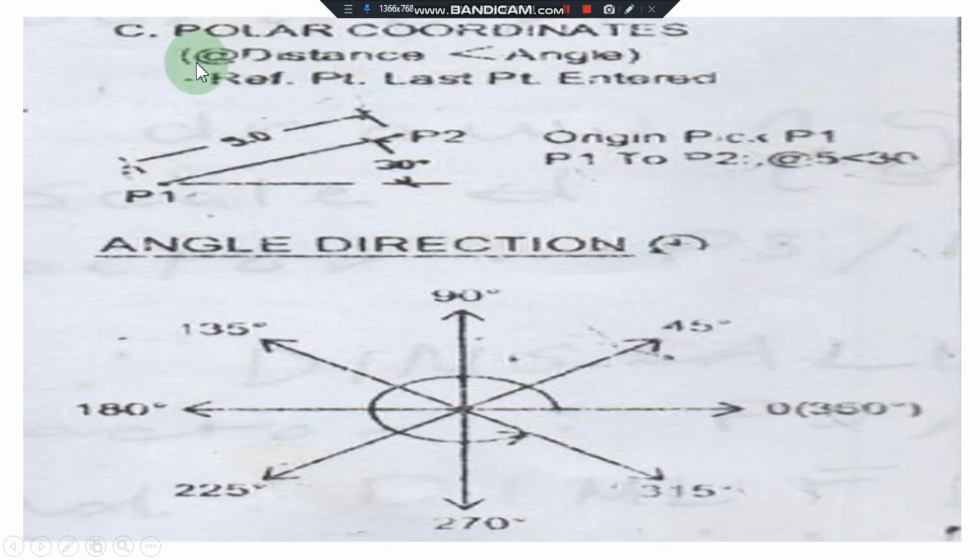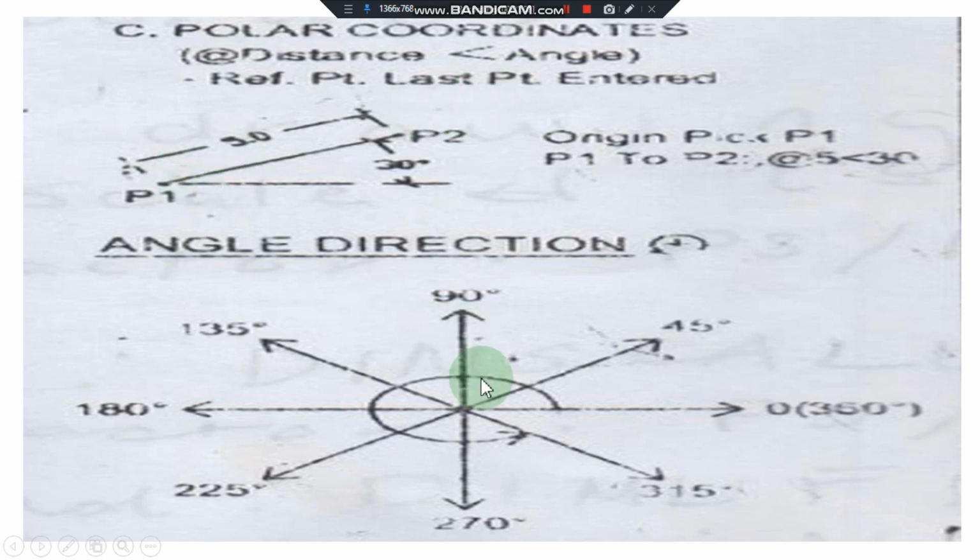So, polar coordinates use the at symbol, just like in our relative coordinates. We have the at symbol, then the distance, then the less than symbol, which we'll call the angle. So at, distance, then the angle. Our reference point will be the last point entered.